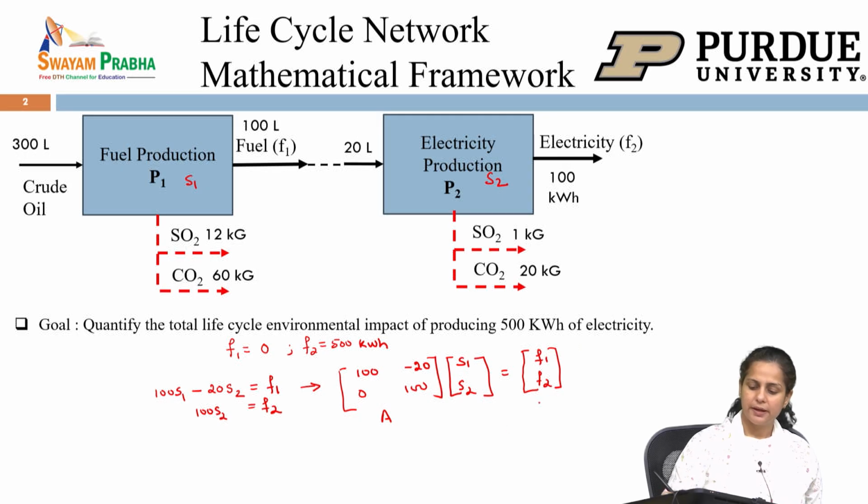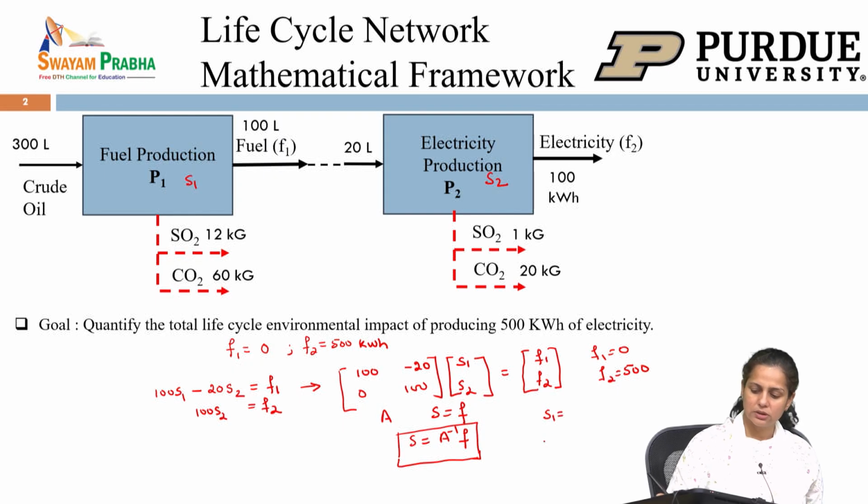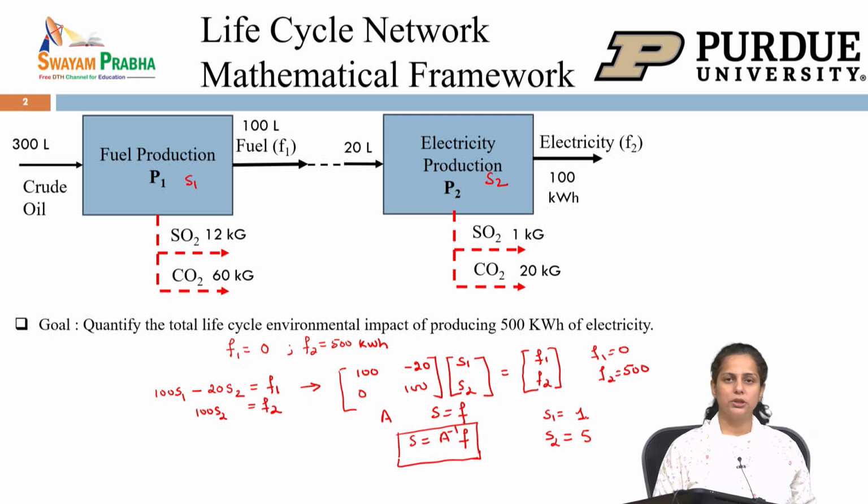We can set F1 to be 0 and F2 equal to 500, and you can use AS equal to F, or S equal to A inverse F, to calculate your scaling factors. When you do that calculation, your S2 will come out to be 5 and your S1 will come out to be 1. So, now we know how much we need to scale each of these processes to meet the impact of producing 500 kilowatt hour of electricity.